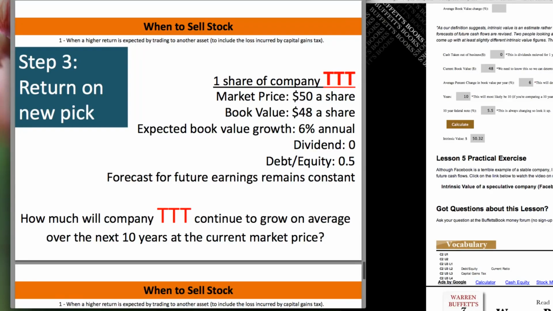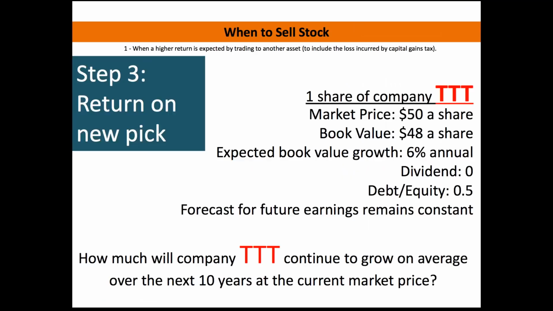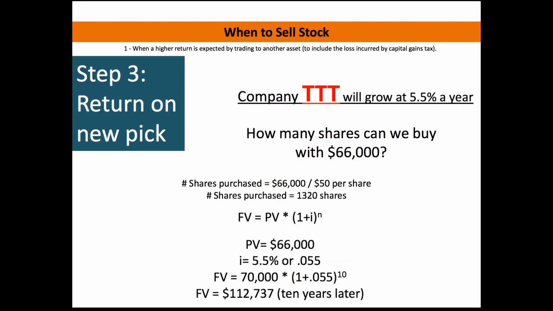Okay, so we answered that question for our step 3. And we now know that if we buy company TTT at the current market price, we're going to make 5.5% annually over the next 10 years. That's what we estimate. Okay, so the final step, we just got to figure out how much will that investment of $66,000 turn into if it grows at 5.5% a year. So we go back to our basic formula. And just so you know how many shares we'd be able to buy, you're going to take your $66,000 divided by your $50 per share, and you'd be able to buy 1,320 shares of the new company. And those shares would grow.